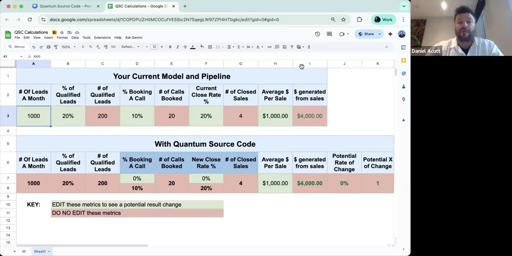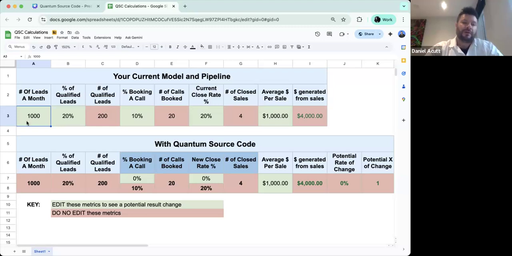Now, the green ones, and by the way, I'll post this link and you can download it and use it for yourself to see what the difference could be. The green ones are the ones that you can change, and the red or brown ones are the ones that you shouldn't change because there's a calculation in there. It's a very simple spreadsheet, but it gives you a little insight into how small changes make massive differences as you move forward.